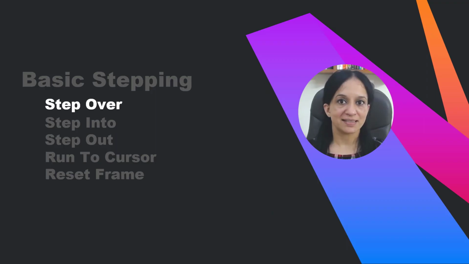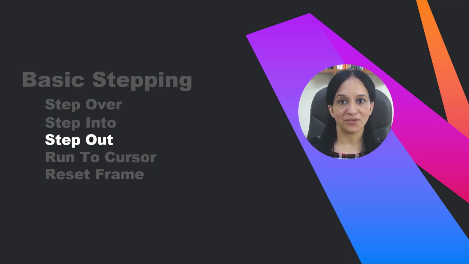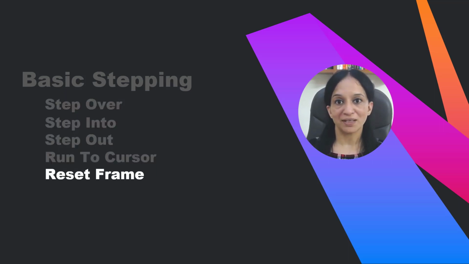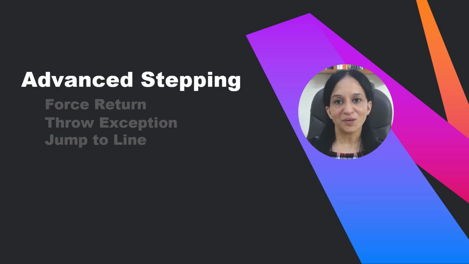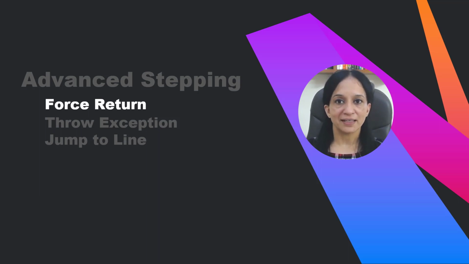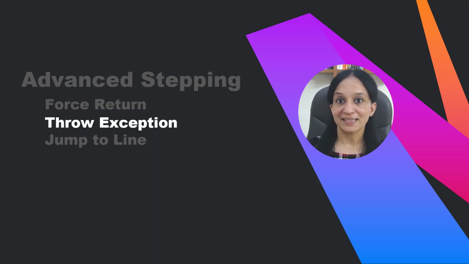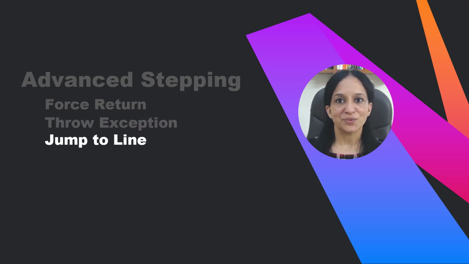In this video, I covered multiple stepping techniques to help you debug your code or to analyze it. I covered basic stepping techniques such as stepping over a line of code, stepping into a method, stepping out of it, running to cursor, dropping or resetting a frame. I also talked about multiple advanced stepping techniques like forcefully returning a value from a method, returning an exception from a method, which it doesn't in the code, and also jumping to a line either forward or backward.